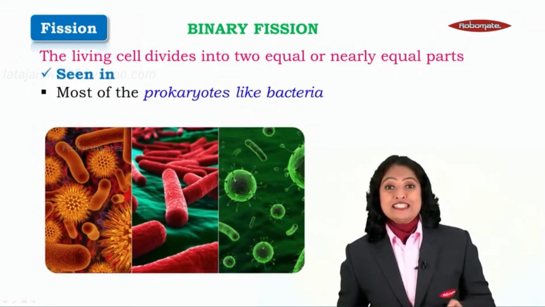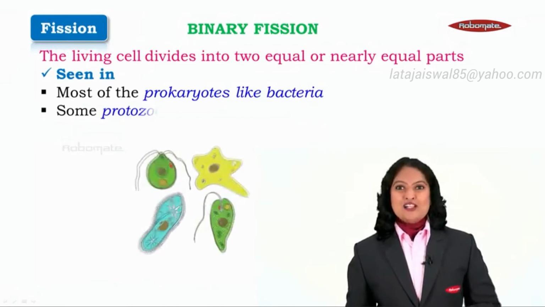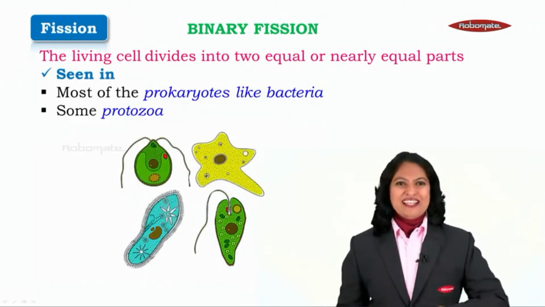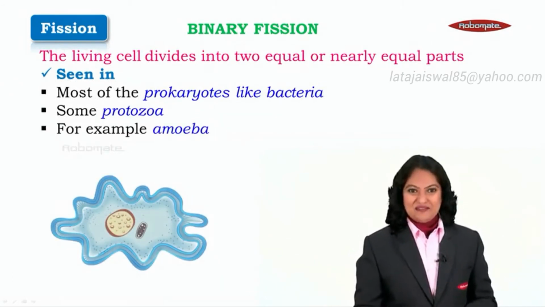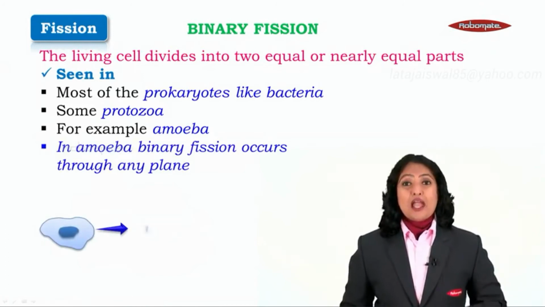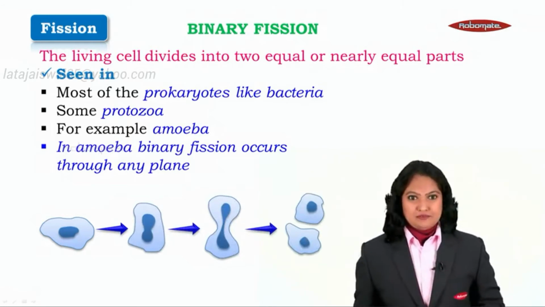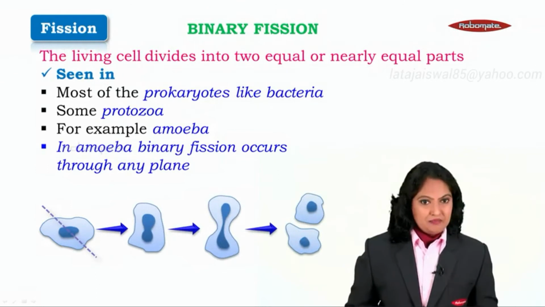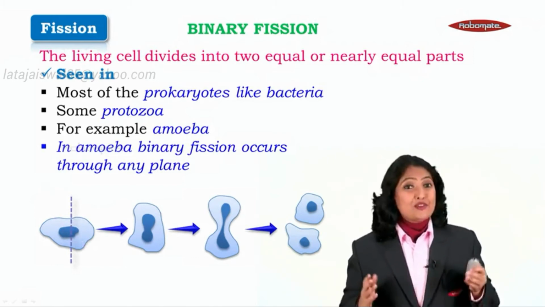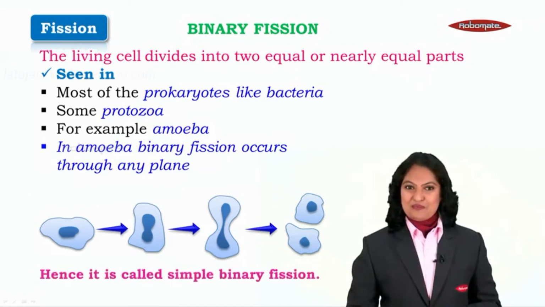Students, it is usually seen in most of the prokaryotes in the Monera. Also, some protozoa. Protozoans like Paramecium, Euglena, Leishmania, and classic example, amoeba. Now let us find out, taking this amoeba, how binary fission takes place. Okay, in amoeba, binary fission takes place through any plane. Amoeba is asymmetrical, so it can have a slanting, or a straight, or a horizontal division through any plane of its cell, and therefore it is called simple binary fission.